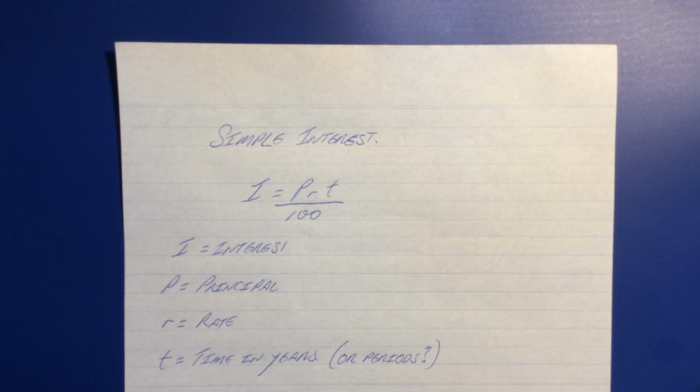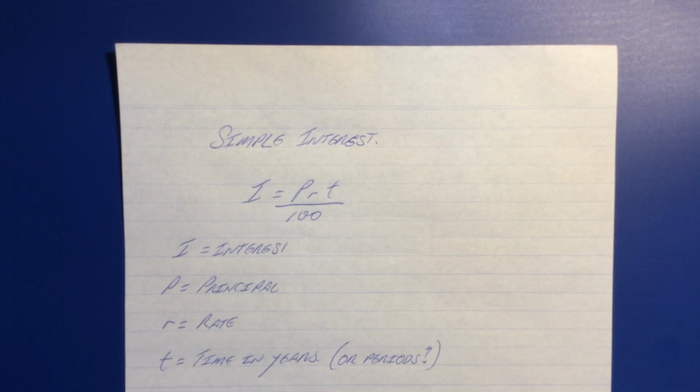For instance, you hand a bank $1,000 and they say, well, we'll pay you 10% every year. So at the end of a year, what you wind up with is 10% of the $1,000, which is $100 in interest. We want to keep the idea of interest and principal separate. If you don't understand the term principal, I'll go into that a little later.